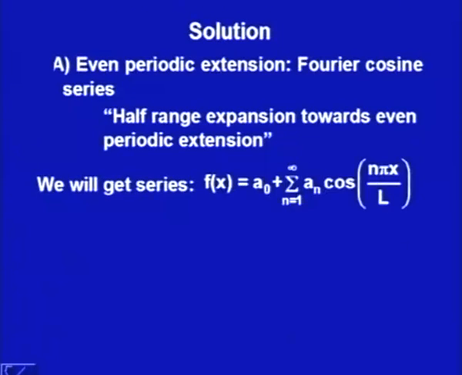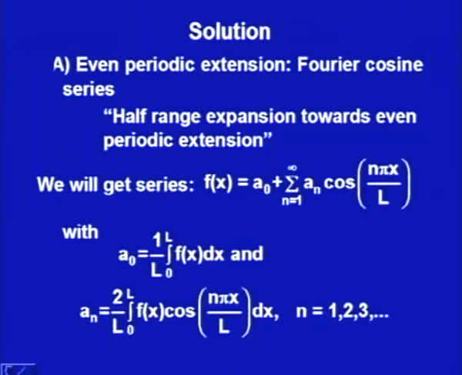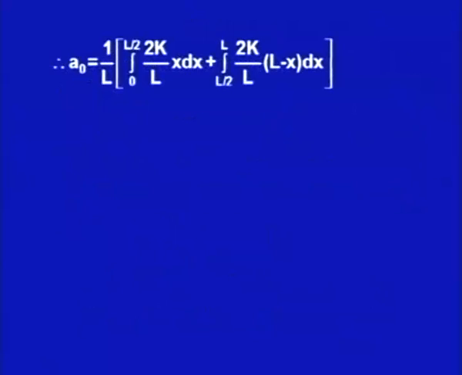So, we will get this series as a naught plus summation n running from 1 to infinity a n cos n pi x by L, with coefficient a naught as 1 by L integral 0 to L f(x) dx, and a n as 2 by L integral 0 to L f(x) cos n pi x by L dx. Let us try to find it out for this given function.